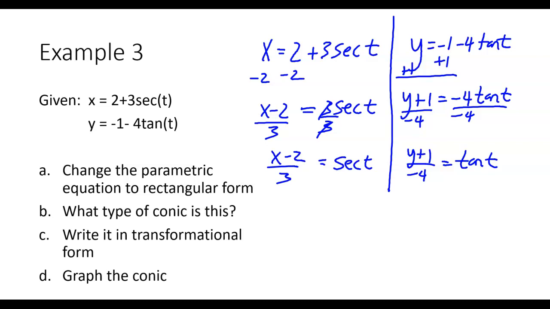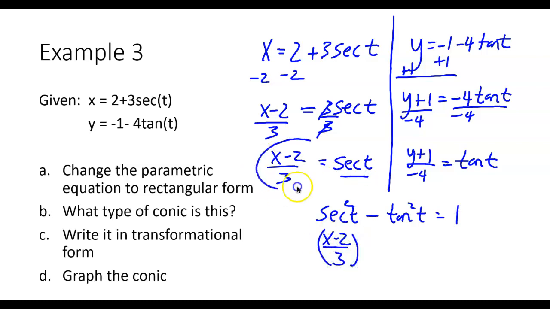And to get it in rectangular form, now we're going to use that Pythagorean identity. The Pythagorean identity was secant squared plus tangent squared. Actually, take that back. It's minus tangent squared for this one equals 1. So secant is x minus 2 over 3, right? So I'm just going to plug that in there. Tangent is y plus 1 over negative 4, so I'm going to plug that in here.